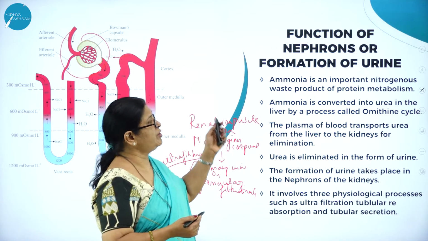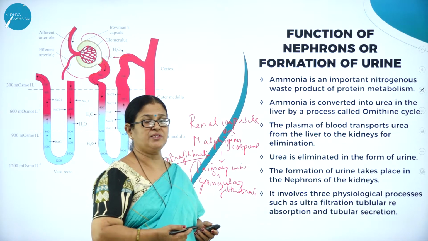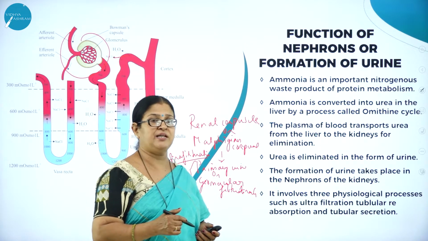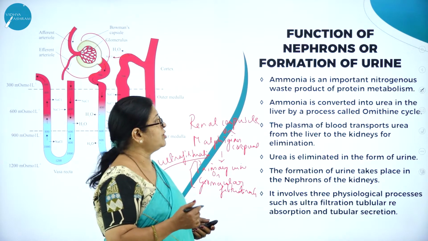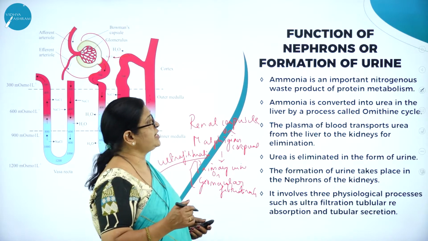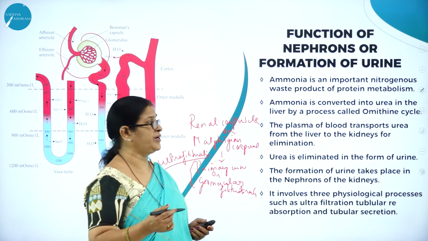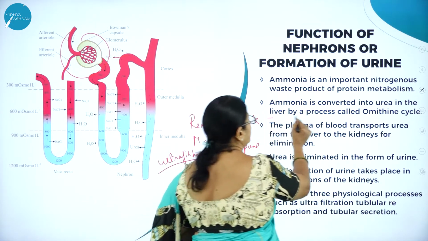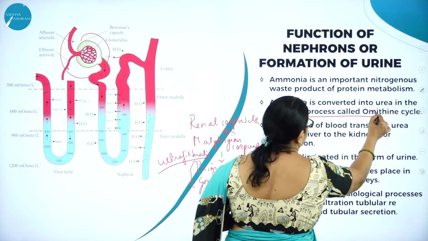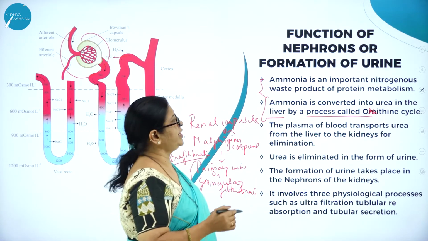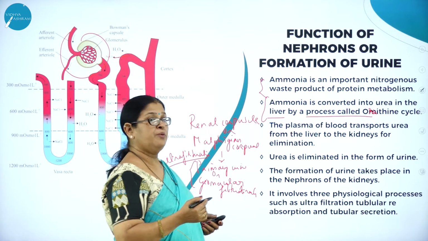So here, as we all know, human beings are ureotelic animals, the nitrogenous base that is eliminated by human beings is nothing but urea. Ammonia is an important nitrogenous base product of protein metabolism. Ammonia is converted into urea in the liver by a process called ornithine cycle.